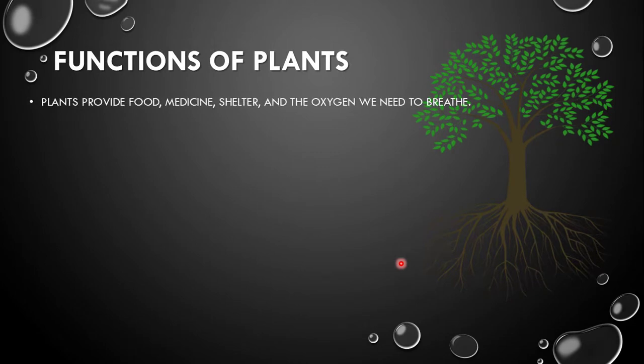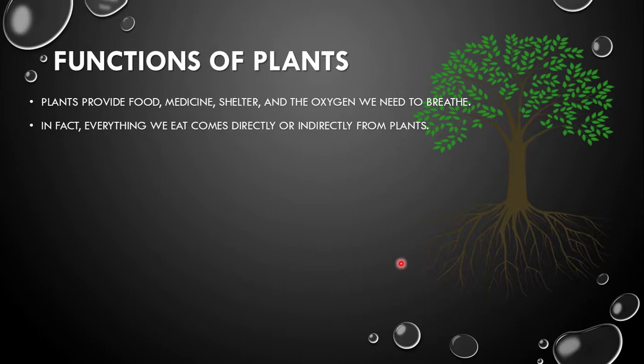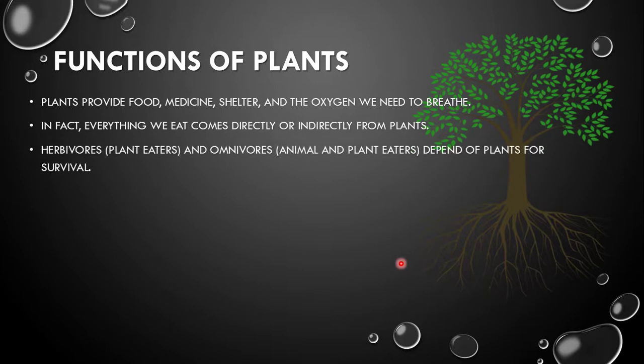Plants provide food, medicine, shelter, and the oxygen we need to breathe. Without plants, all living organisms cannot survive on Earth. In fact, everything we eat comes directly or indirectly from plants. Herbivores are plant eaters, or animals that eat plants, and omnivores are animals that eat plant eaters, that is, animals that eat herbivores. They all depend on plants for survival.